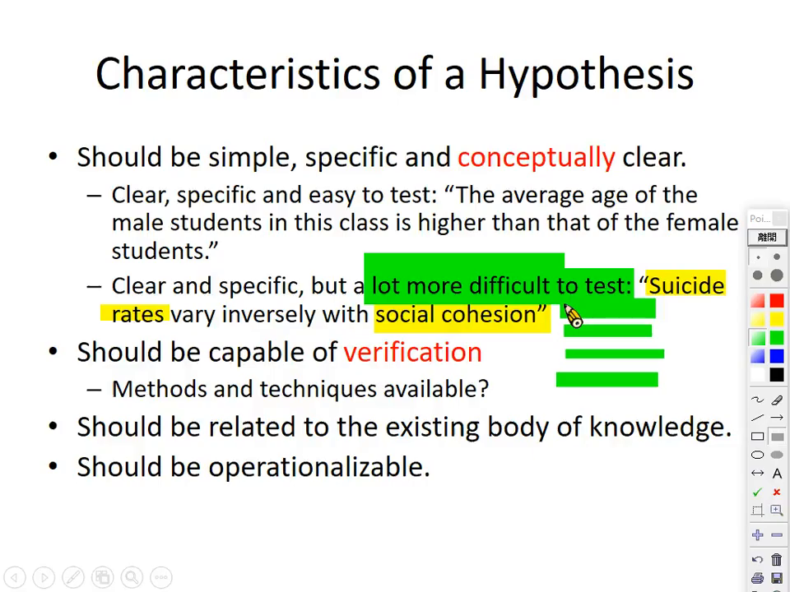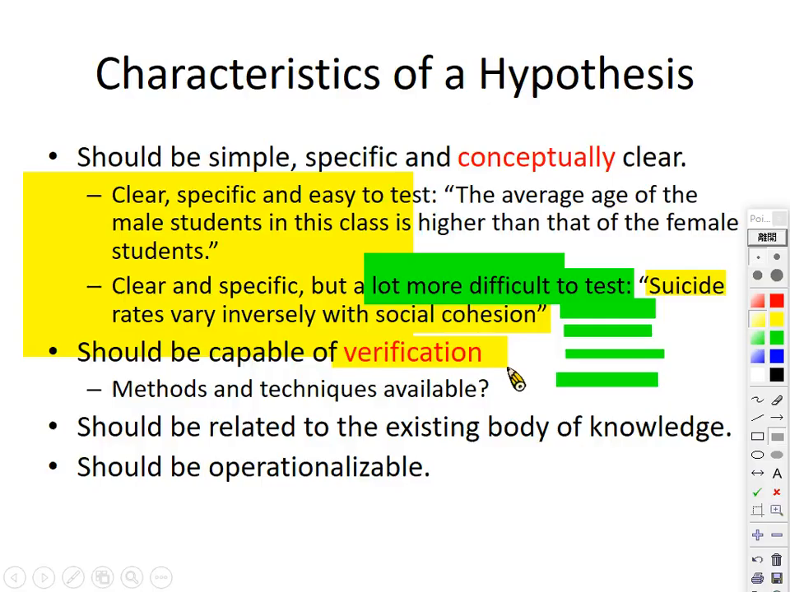So the keywords here: it can be tested, but it is a lot more difficult. However, these two hypotheses share the same characteristics. That is, they are both simple, clear, and specific. The only difference is that the first one is easy to test, and the second one is a little bit more difficult to test, but both are testable. So they are good hypotheses. And this characteristic of being capable of being tested is about verification. A hypothesis should be capable of verification.